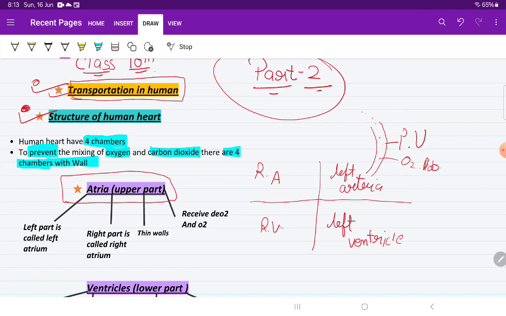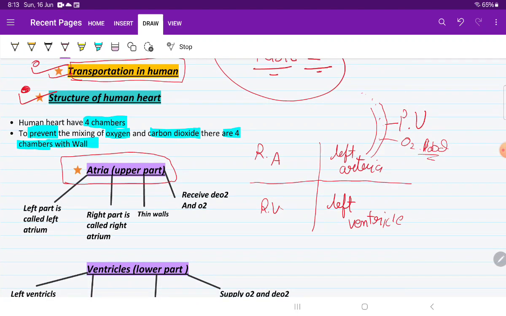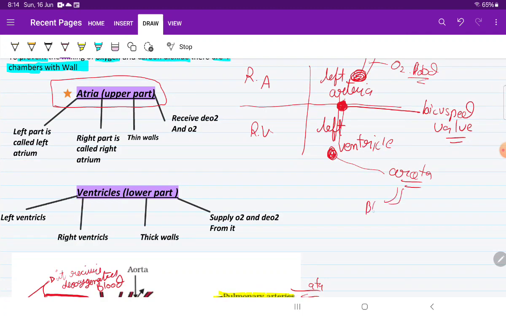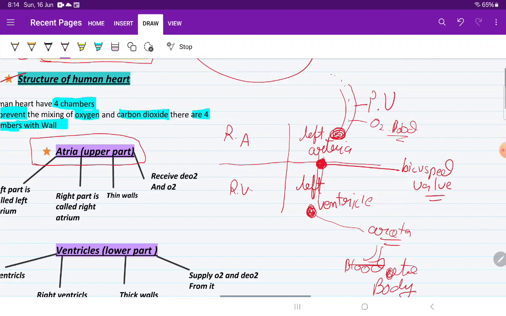Oxygenated blood comes into the left atrium. After coming into the left atrium, there is a bicuspid valve which opens, and the oxygenated blood transfers into the left ventricle. Then the left ventricle is connected with the aorta, and the aorta transports the blood to the whole body. Now this is the process of oxygenated blood.